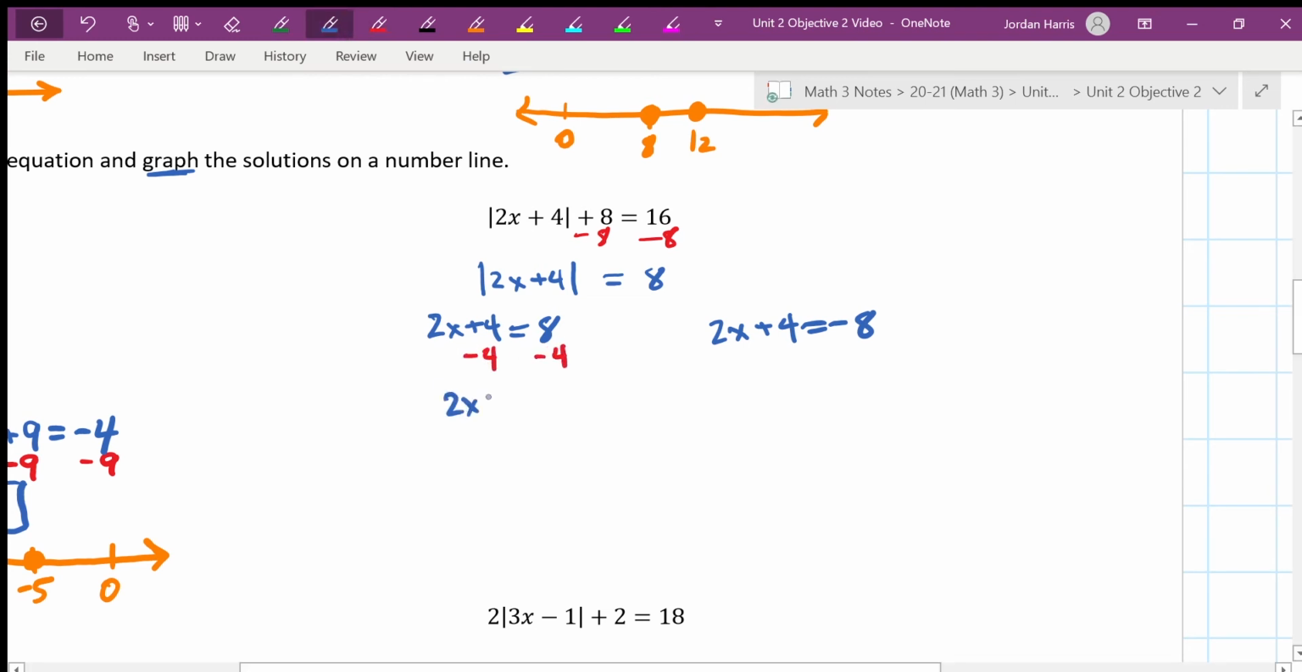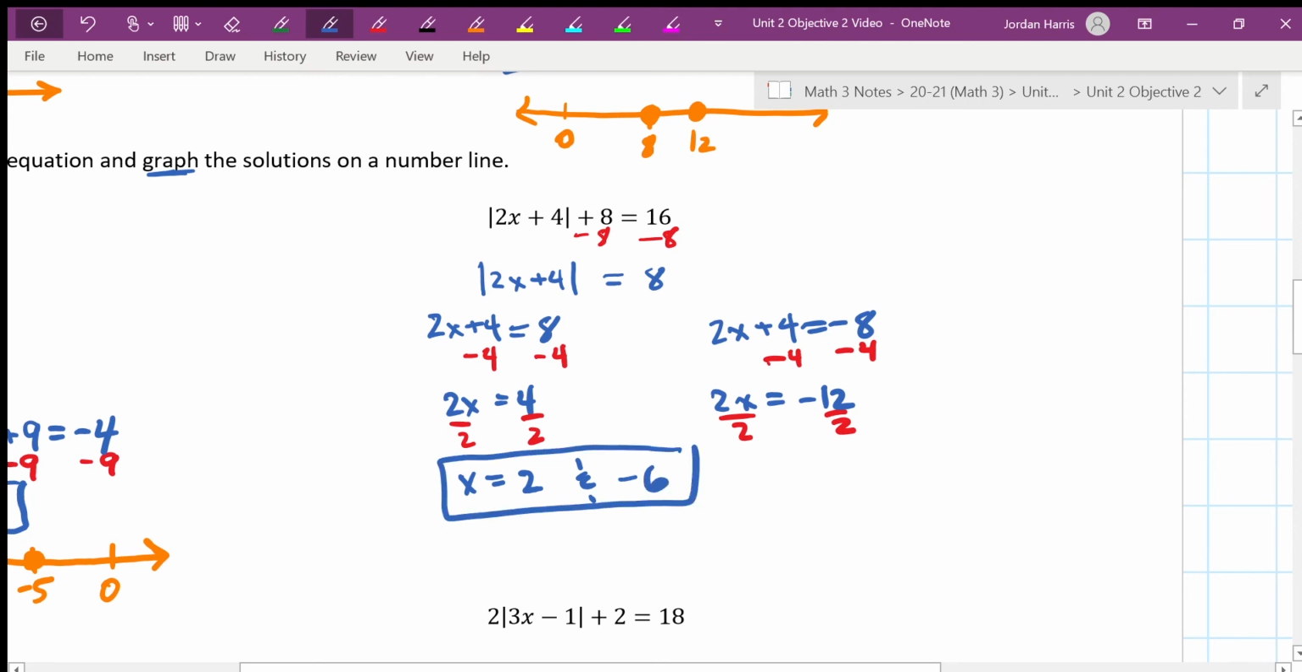So I get 2x equals 4, then divide by 2, and I get x equals 2. And I gotta do the other one. Subtract 4, 2x equals negative 12, divide by 2, and I get x equals negative 6. Those are my two solutions, which I graph on my number lines.